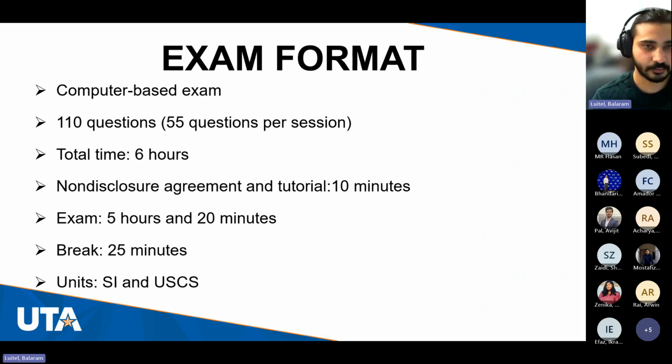You will also have options for both SI units and USCS units. So whichever unit is more comfortable for you, you can go for that unit system.